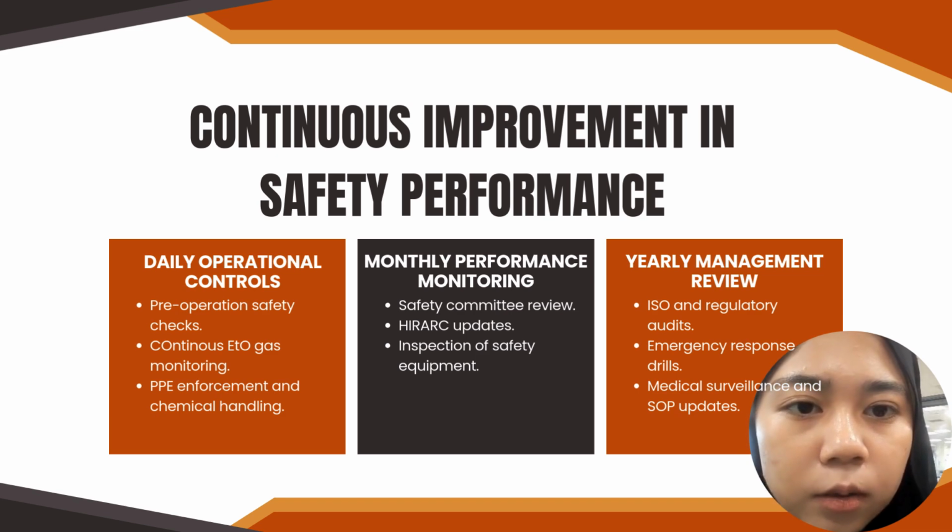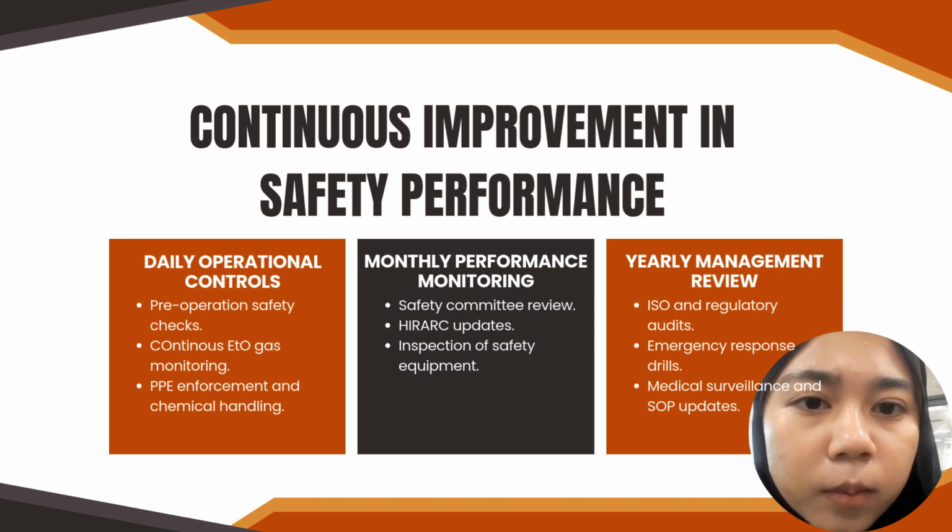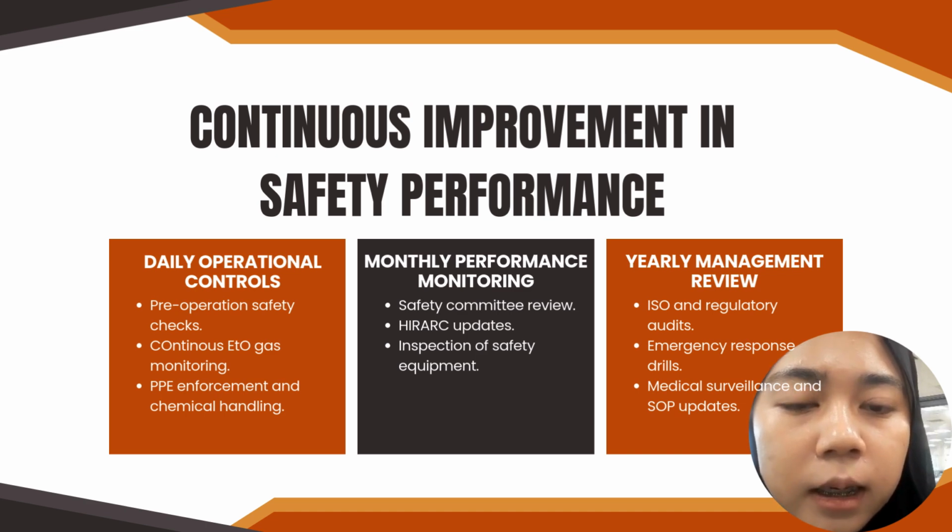So next, we talk about the monthly performance monitoring. Monthly performance monitoring ensures that safety systems remain effective and compliant. The safety committee reviews ethylene oxide exposure records, near-miss incidents, and maintenance reports. Hazard assessments are updated, and safety equipment such as fire extinguishers, emergency showers, ventilation systems, and gas scrubbers are inspected regularly. And lastly is yearly management review.